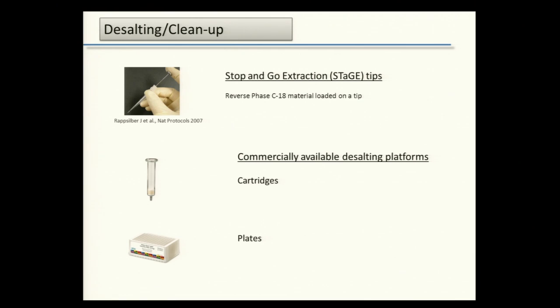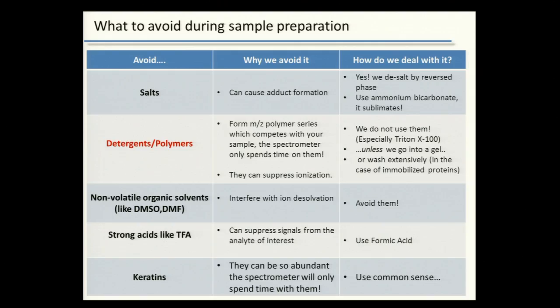And while we're on the subject of cleaning up and what's important, what are the things that are anathema to an experiment? What do we want to avoid? Salts, as I mentioned, can cause adduct formation, which Carl showed. So we don't normally look for them, and they'll end up complicating your spectra. How do we deal with it? We remove them. We use desalting columns, and if we can, we use ammonium bicarbonate, which sublimates and will not accumulate in your sample. The biggest, worst enemy are detergents and polymers.